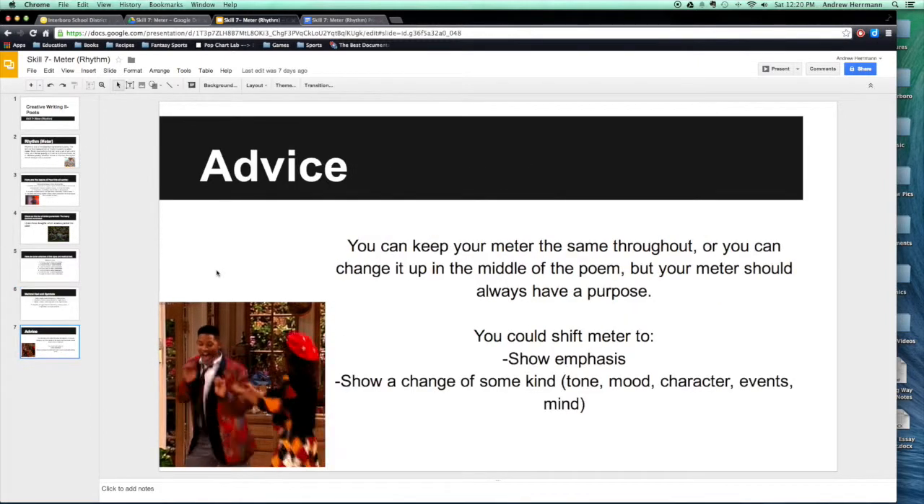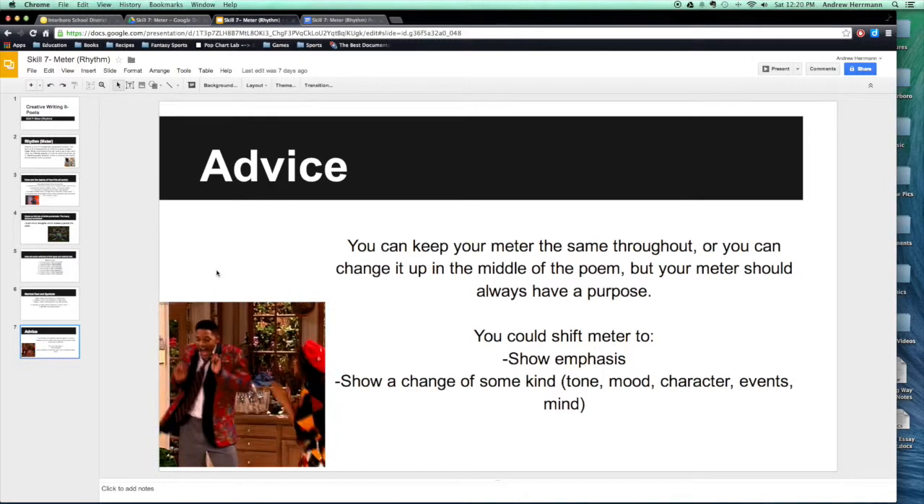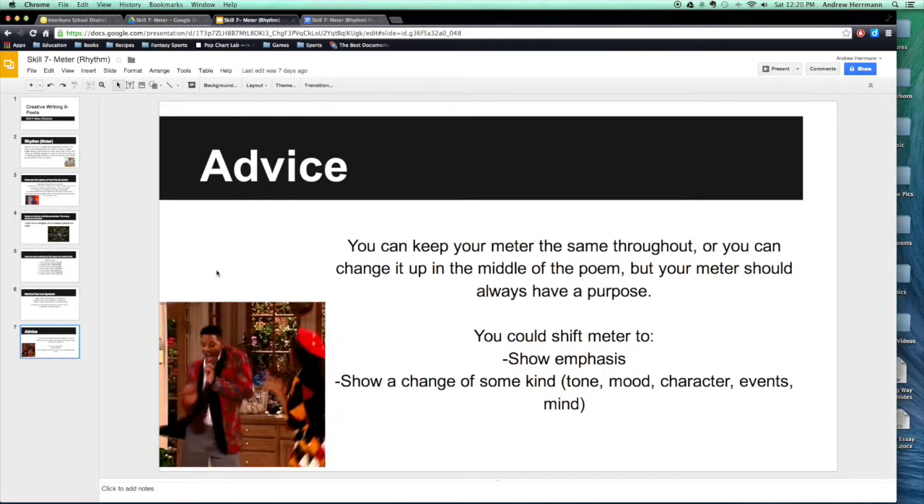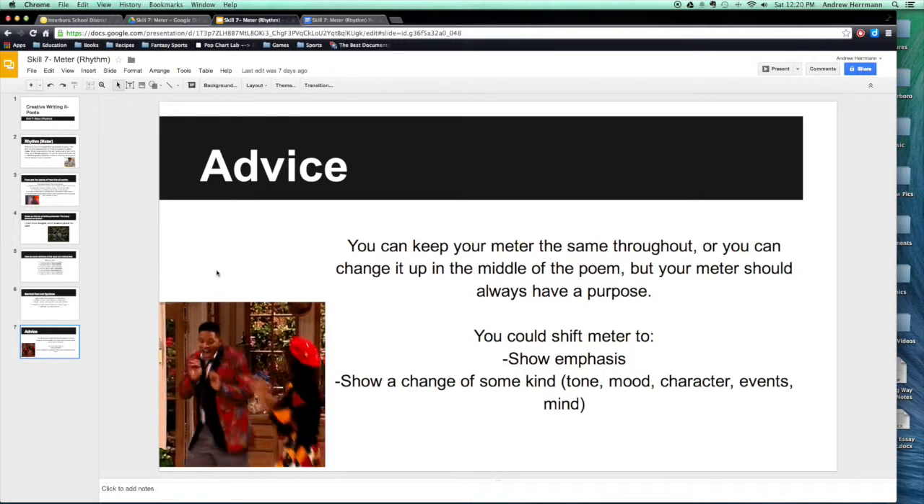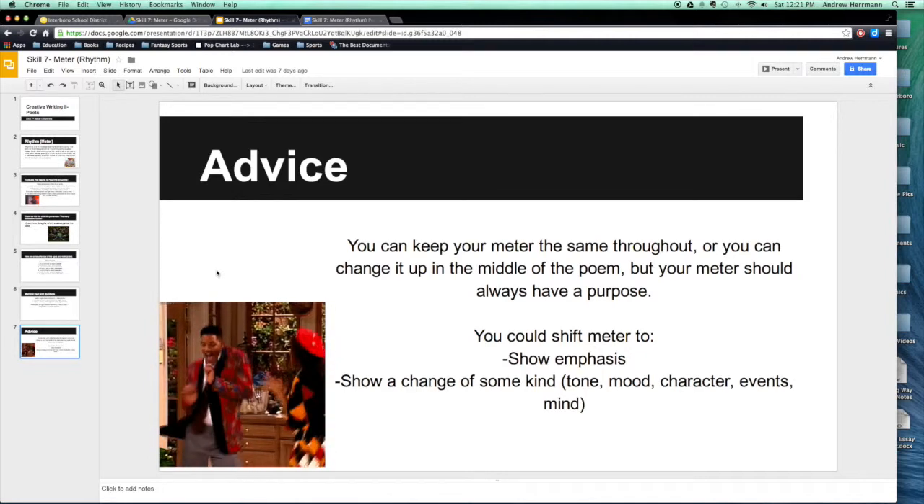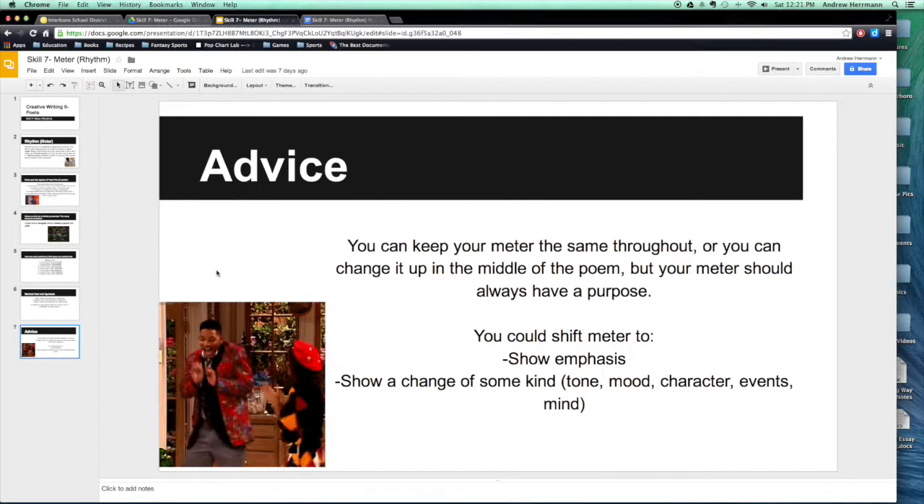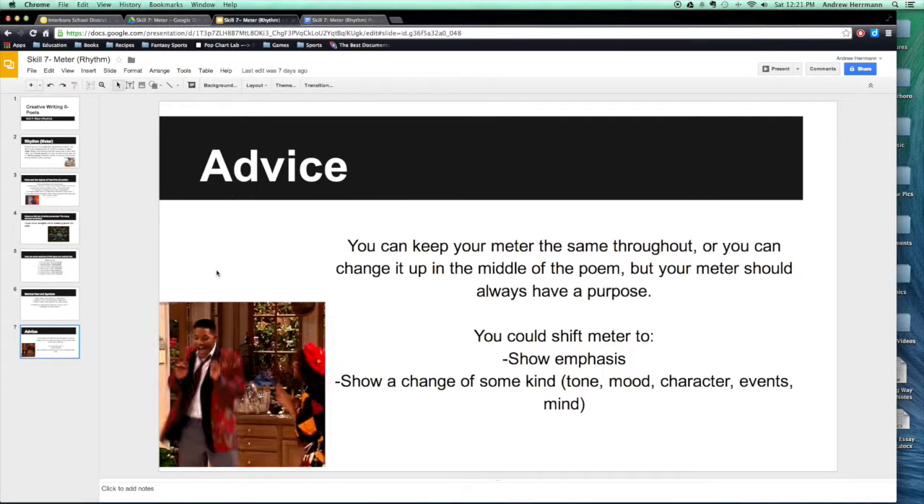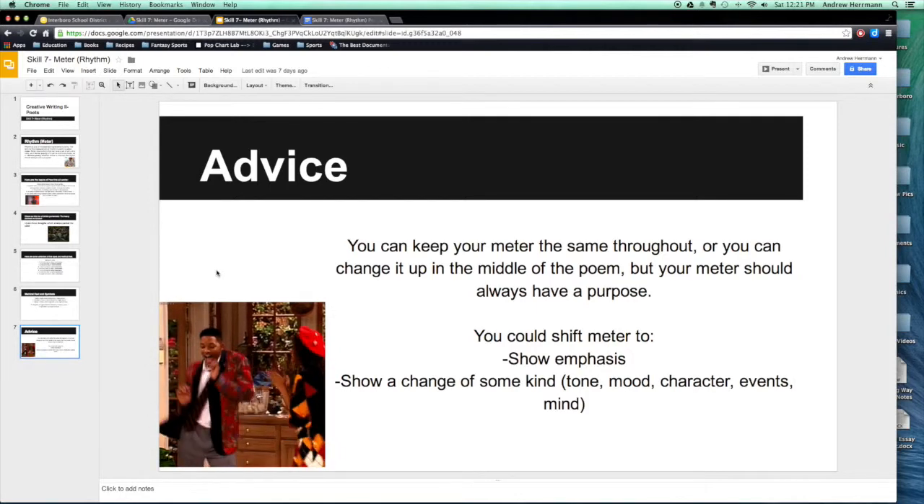Here's some advice. Keep your meter similar throughout. Or you could change it up in the middle of a poem, but the change should have some sort of purpose to it. Maybe there is a new emphasis on a different part of a poem. Or you're changing some sort of mood or a character, some twist in your poem happens, and then you change the rhythm. If you're replicating some sort of sporting event, find beats and metrical feet and symbols that match the rhythm of that sporting event. If you're trying to represent slowness or calm, you change your rhythm to represent that.